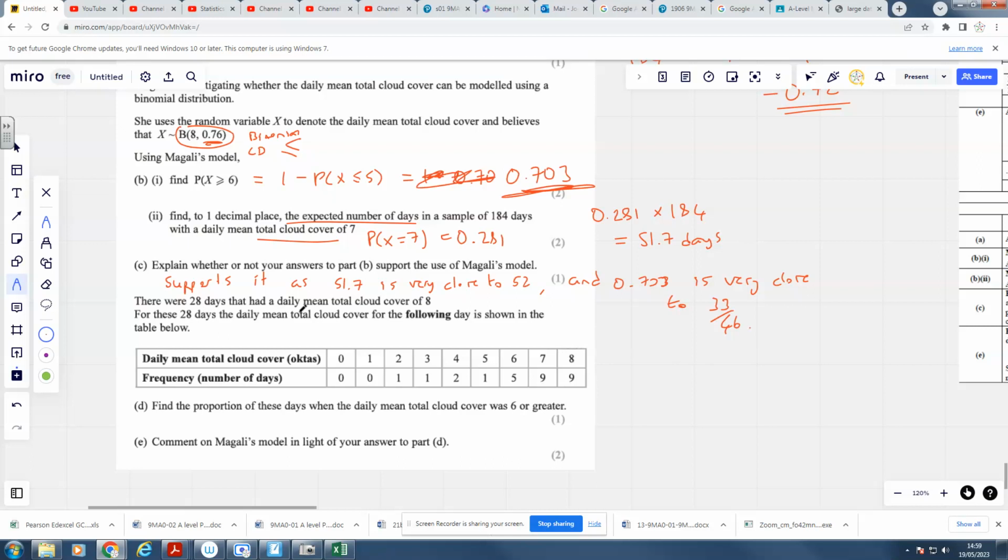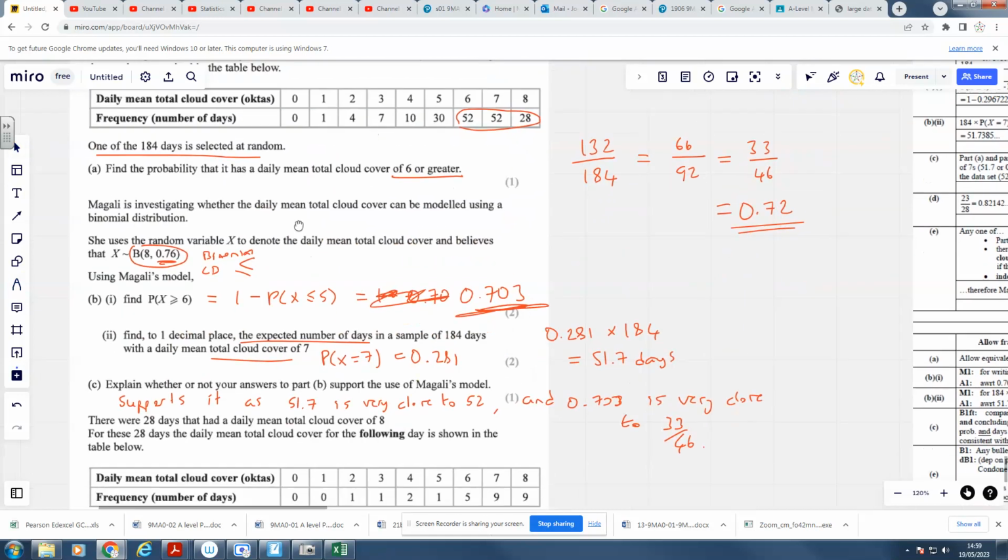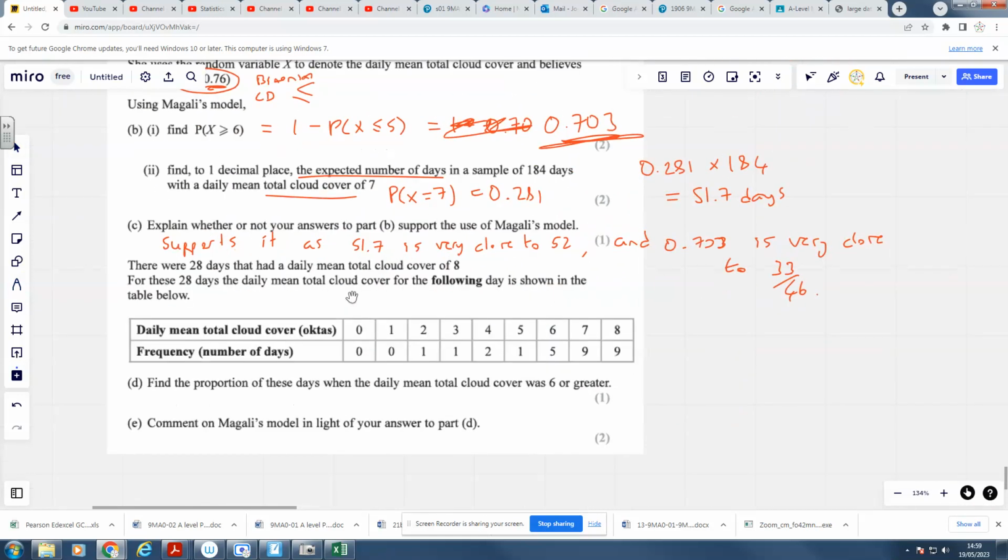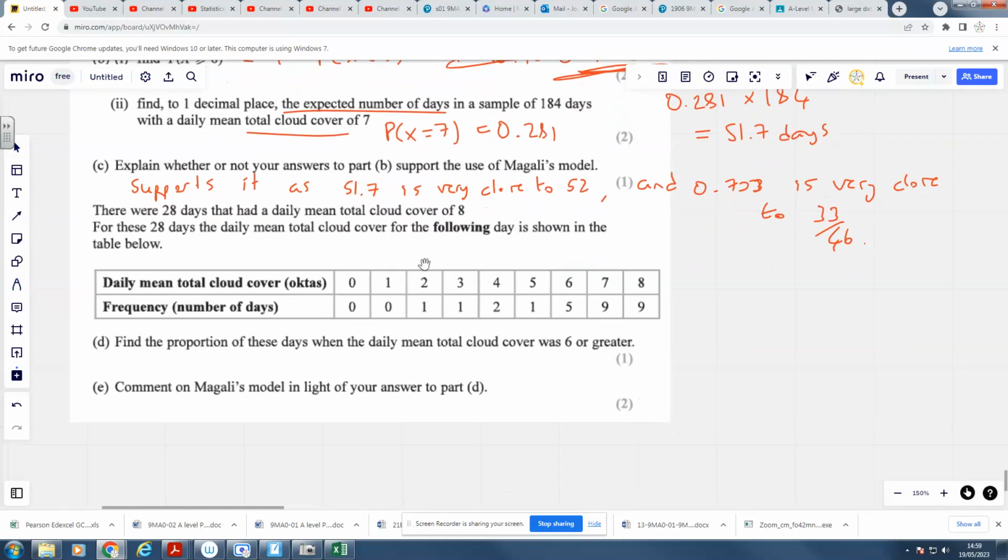Okay, there were 28 days that had a daily mean total cloud cover of 8. For these 28 days, the daily total mean cloud cover for the following day is shown in the table below. So the next day, it was mostly cloudy as well, which seems to suggest that if it's cloudy, then it's likely to be cloudy the next day.